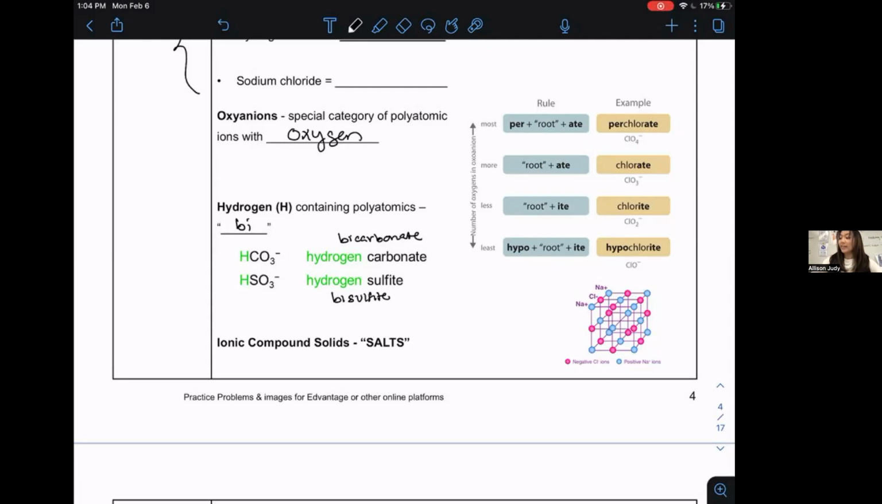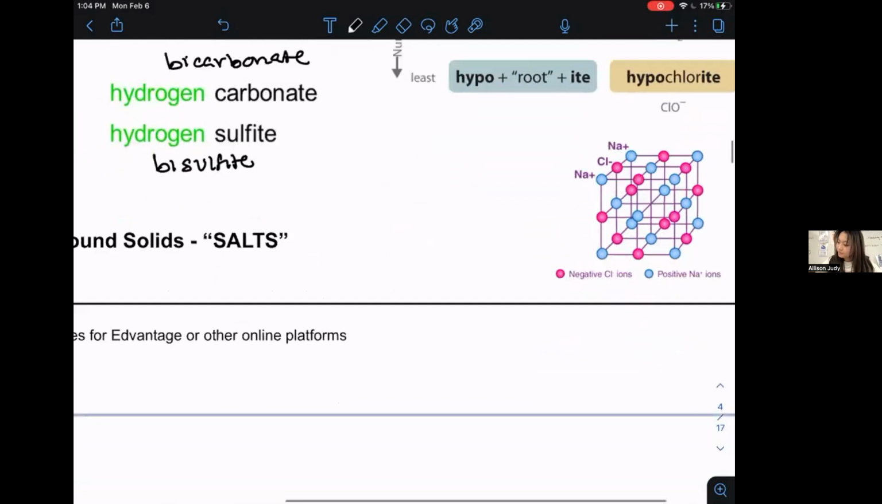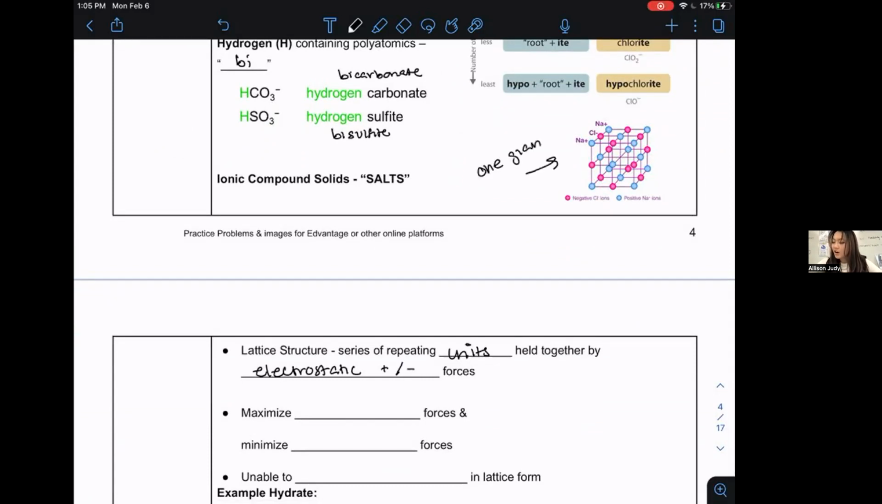Okay. So what we see is that it basically creates a lattice structure. It's a series of repeating units held together by electrostatic forces, and by electrostatic, I mean the positive/negative force of your cation plus your anion. So basically, for this lattice structure, it's like one giant ionic compound.